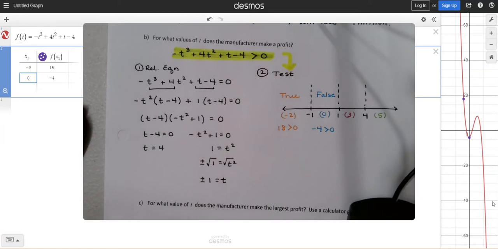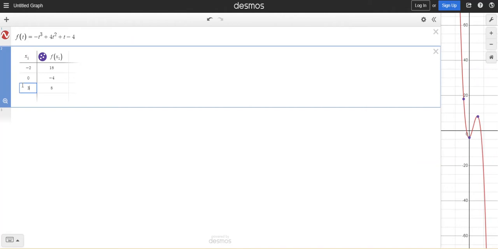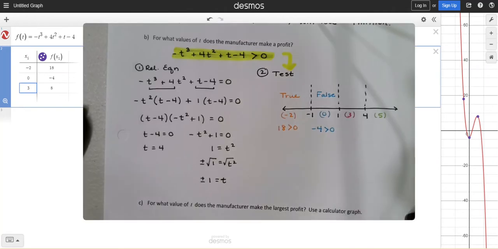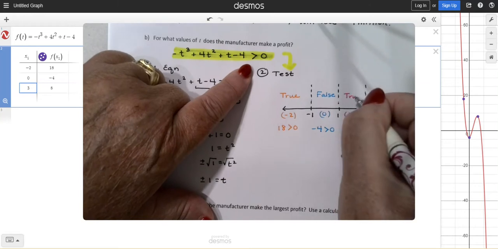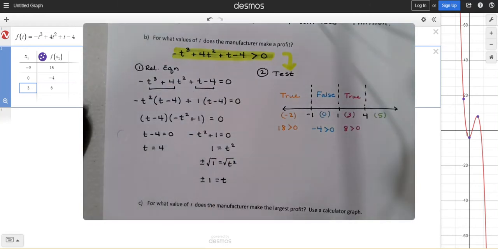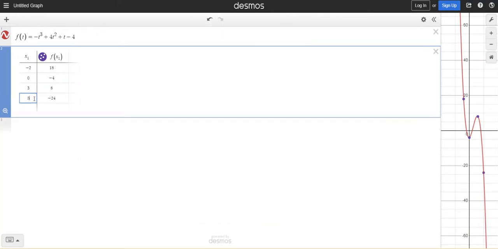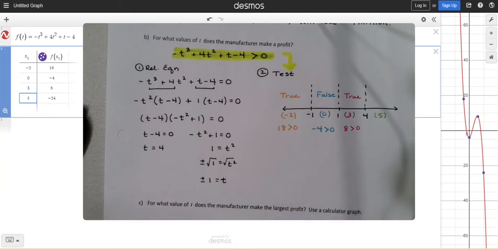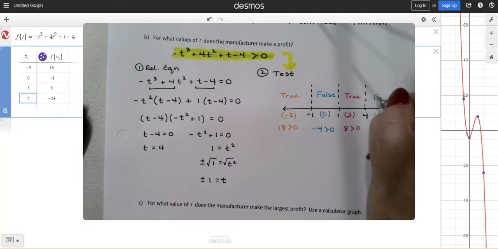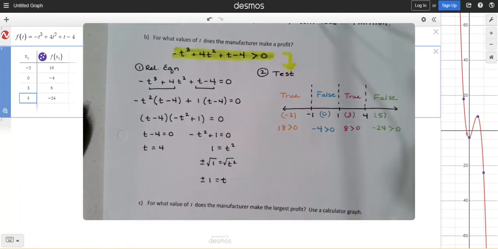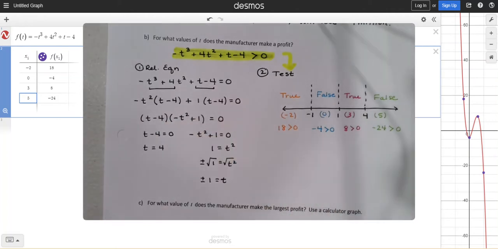Next test value I picked was 3. My output is 8. 8 is greater than 0, so here we're true. And then this last test value, the 5, gives me negative 24. I'd like that to be greater than 0, but of course it's not, so we're back to false. Okay, so I can see there's actually 2 sections that make the inequality true.